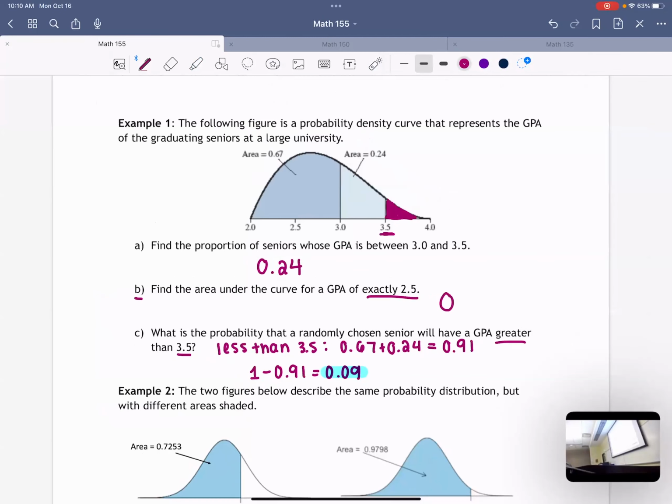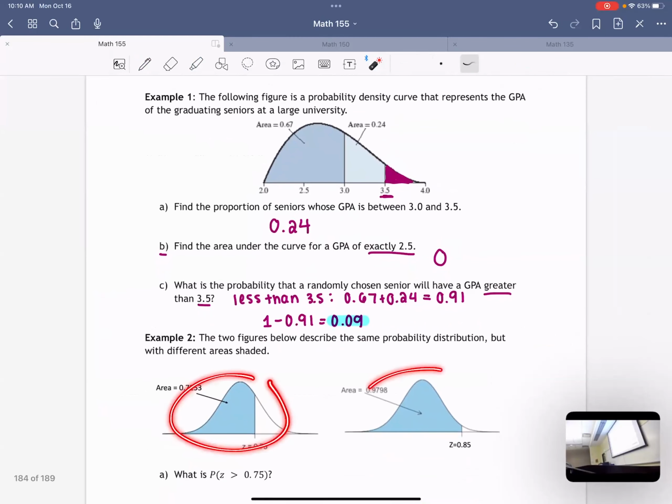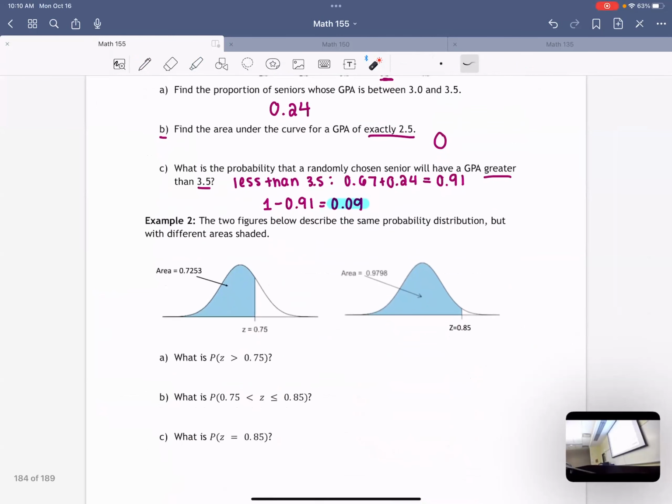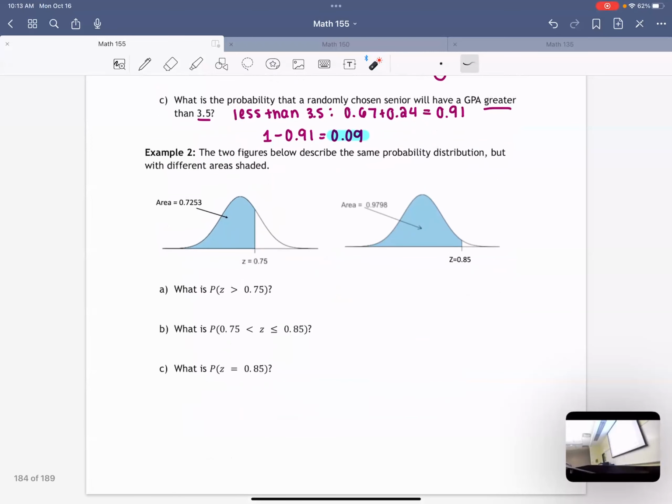Example 2 is very similar. I basically have two normal distributions. I know the less than probabilities, and I want to figure out what the other probabilities are. I will say part B is kind of hard, but why don't you try A, B, and C, and then we'll come back. All right, I think we're on the right track here. Let me go over these answers real quick, because this will become really important once we start adding Minitab to all of this.